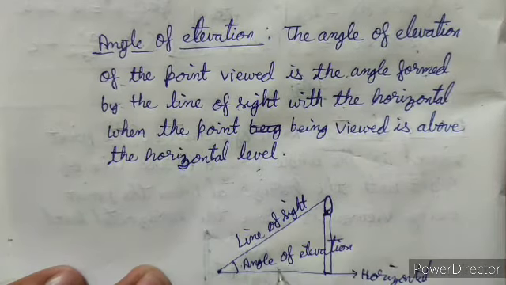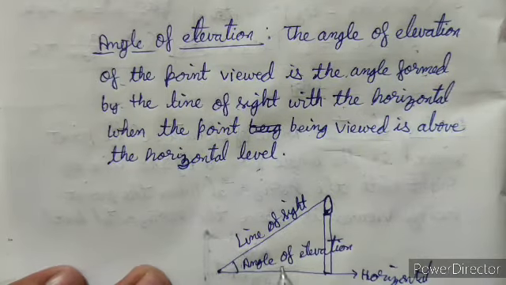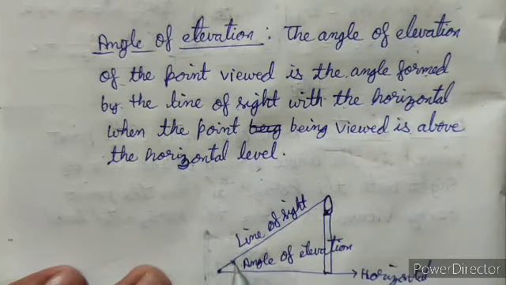That means in case when we raise our head to look at the object, then the angle formed between the line of sight and the horizontal is called the angle of elevation.